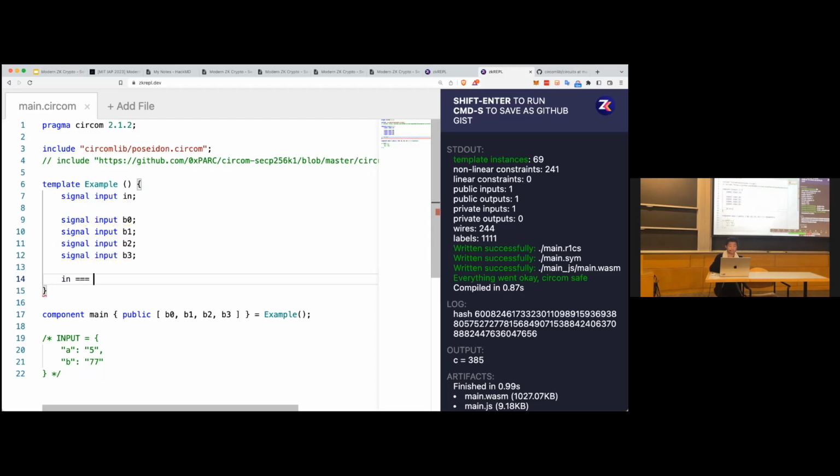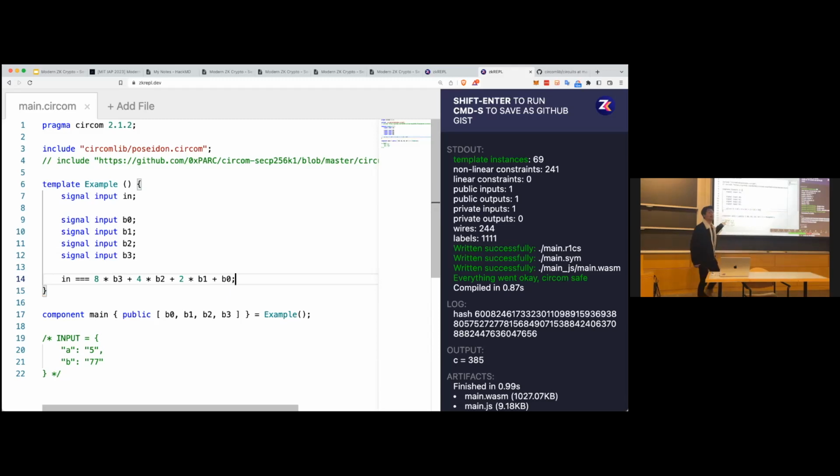So B0 is the leading digit, right? It's going to be B0 times 2 to the 3. Oh, sorry. B3 is the leading digit. Then it's going to be B3 times 2 to the 3, so I'll write 8 times B3, plus 4 times B2, plus 2 times B1, plus B0. Cool. All right, so this is one such equation.